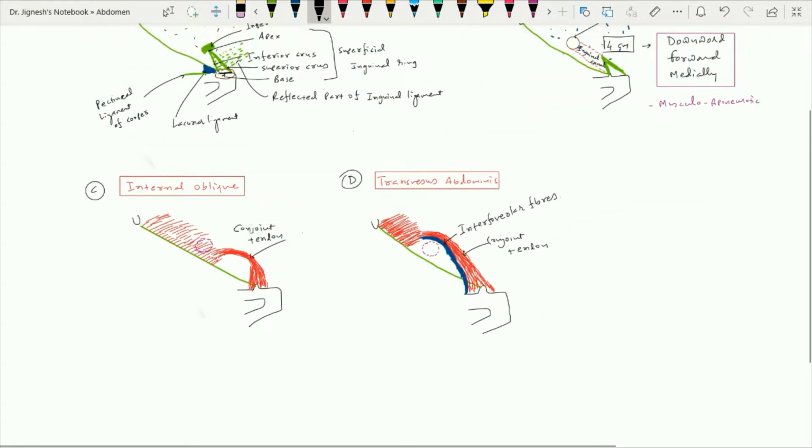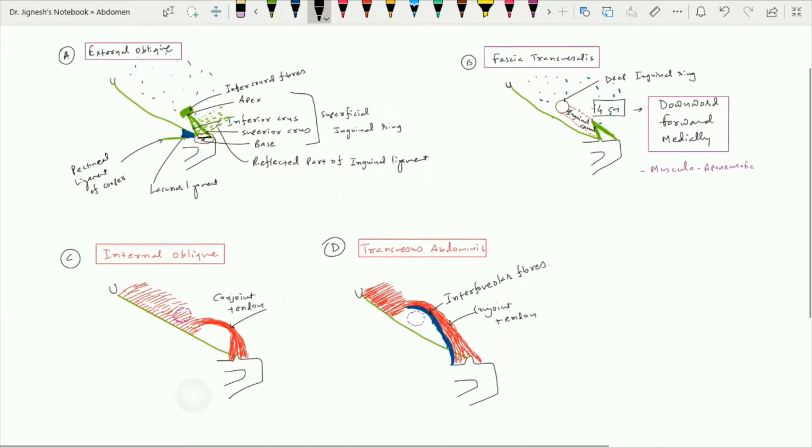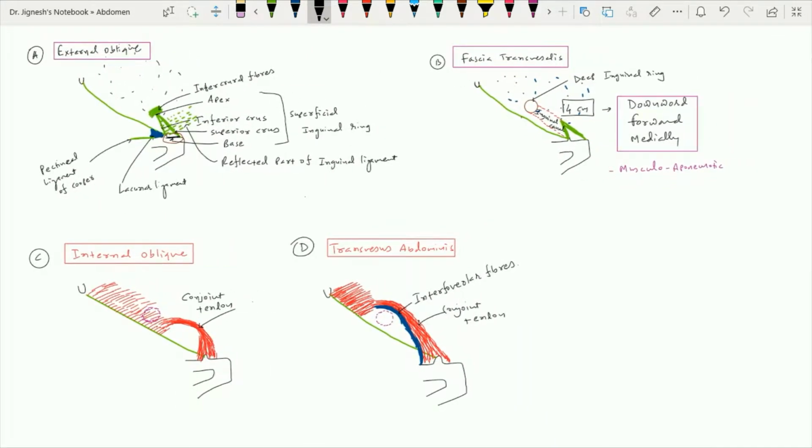So after completion of all 4 figures, we can see that figure A is the external oblique muscle, which is the most superficial. Then figure C is the internal oblique muscle, which is just deep to it, and just deep to it we find the transversus abdominis muscle, and deeper to it we find the fascia transversalis. So this inguinal canal is made up of these 4 layers, and it has to pass through the fascia transversalis starting from the deep inguinal ring and has to reach up to the superficial inguinal ring.